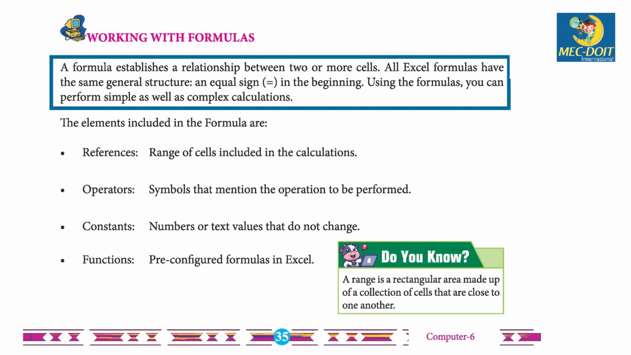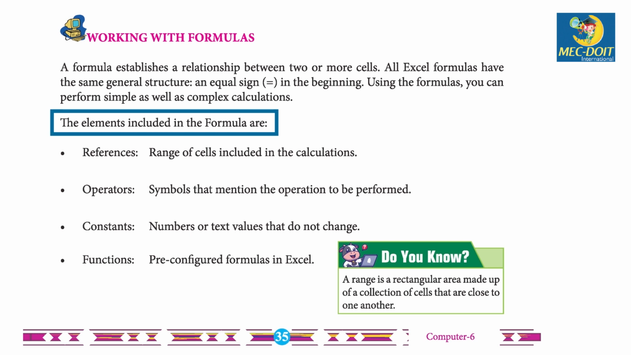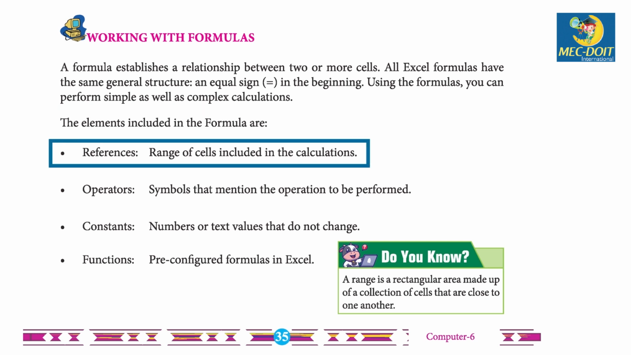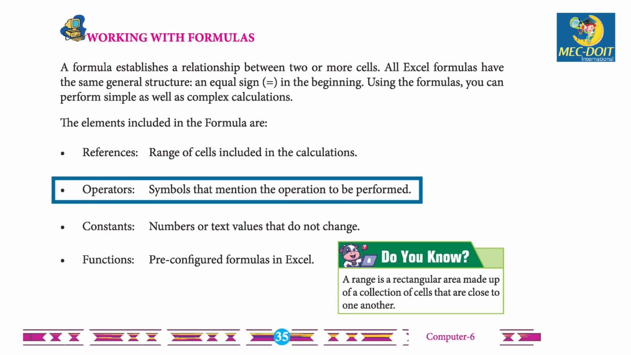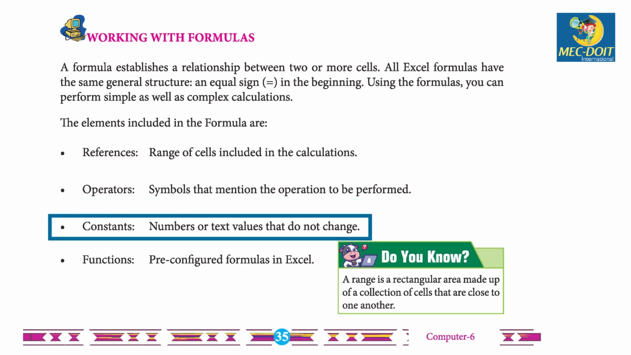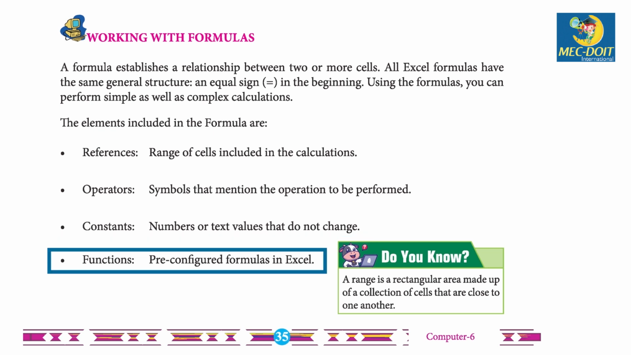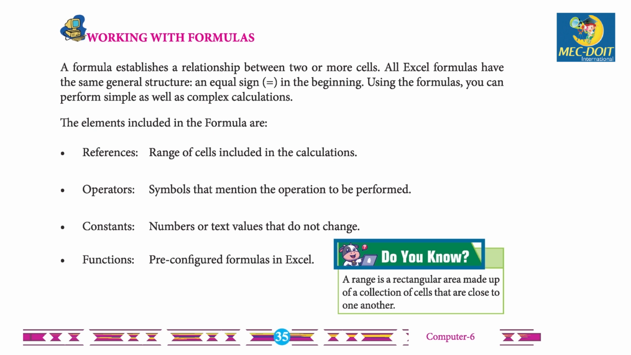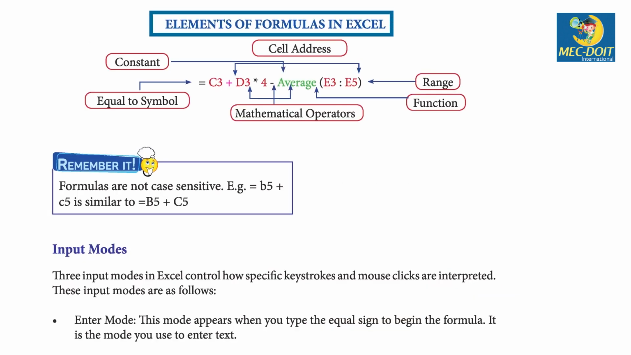All Excel formulas have the same general structure: an equal sign in the beginning. Using formulas, you can perform simple as well as complex calculations. The elements included in the formula are references, the range of cells included in the calculations; operators, symbols that mention the operation to be performed; constants, number or text values that do not change; and functions, pre-configured formulas in Excel. Do you know a range is a rectangular area made up of a collection of cells that are close to one another? Elements of formulas in Excel.